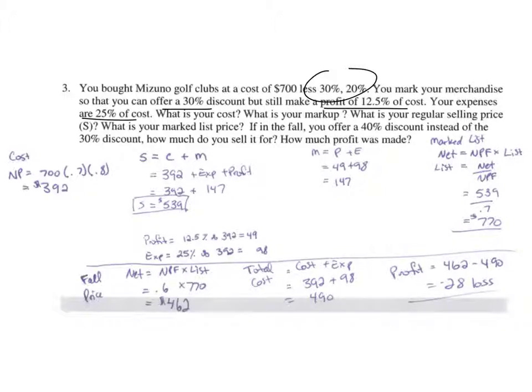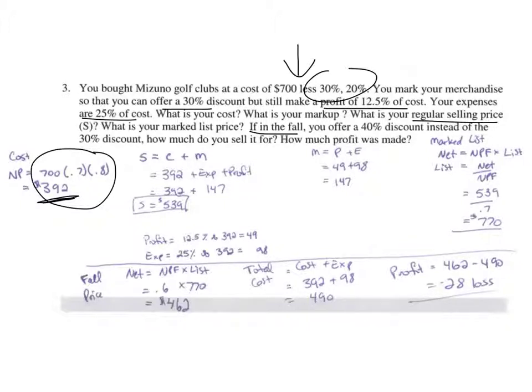So we're using all these little pieces of information to come up with a selling price, and then later on we're going to talk about what happens in the fall, but that's later on in the story. Right now we're just coming up with this regular selling price. So just to find out the initial cost right here, I use this equation over here where they're taking 30% and 20% off of the $700, and that leaves me with $392. So that's how much these golf clubs cost me.